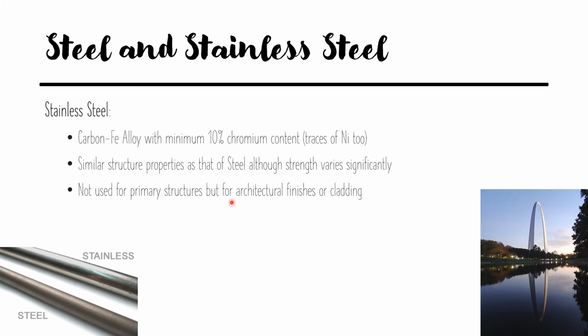That is why it is used for architectural finishes. That means for the outward looks, we use stainless steel. But it is not used as primary structures, not as a basic building block, because it is very costly, and it is also used as cladding. Now, cladding is any material that is used to cover a structure's exterior.